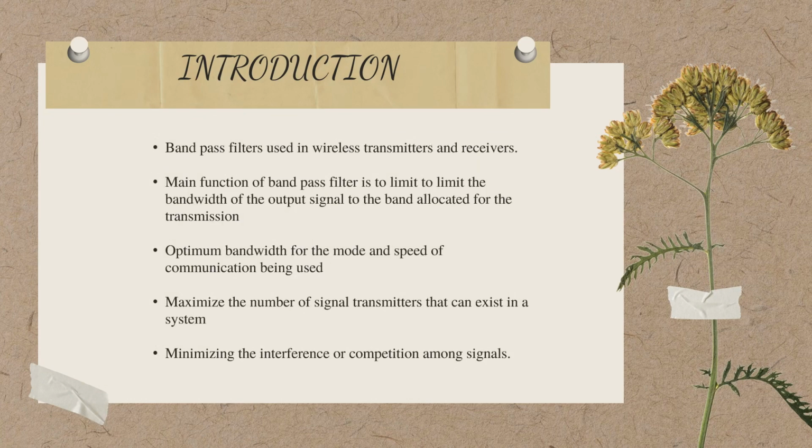A bandpass filter is a device that passes frequencies within a certain range and rejects frequencies outside the range. Bandpass filters are widely used in wireless transmitters and receivers. The main function of such a filter in a transmitter is to limit the bandwidth of the output signal to the band allocated for the transmission. This prevents the transmitter from interfering with other stations.